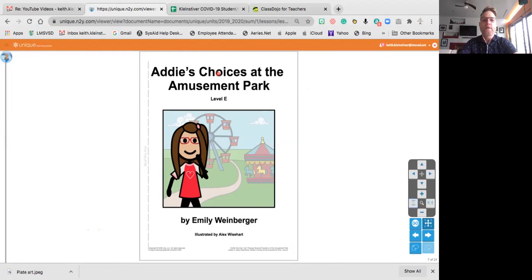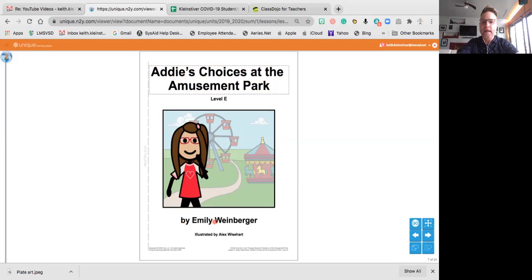Okay, here's our title. The titles are usually on a book's cover. This is an electronic book, so it's on the front, the first page, and this is our title. Addie's Choices at the Amusement Park. Addie's Choices at the Amusement Park. We can point to it by identifying it. There we go. We've already answered one of our questions.